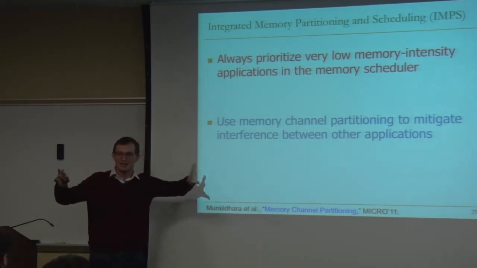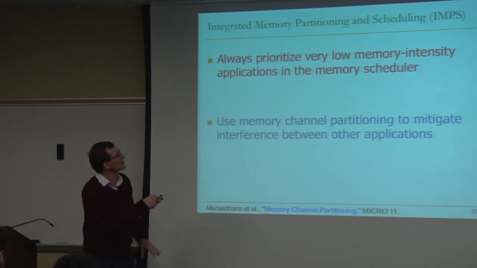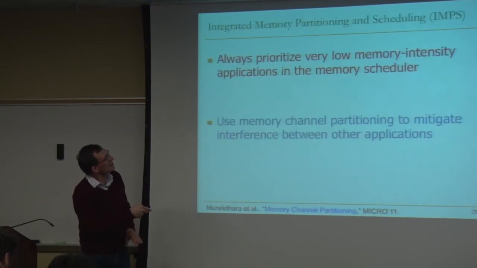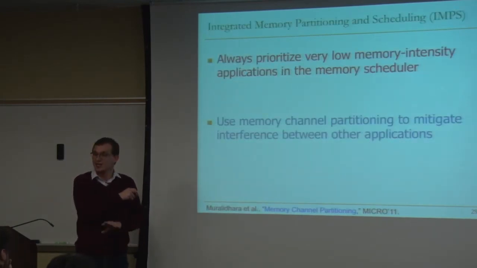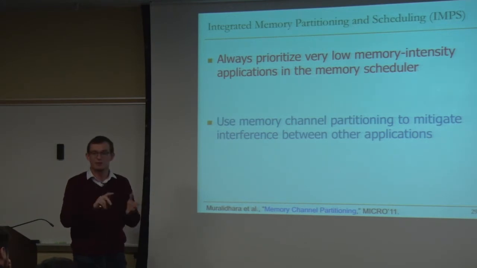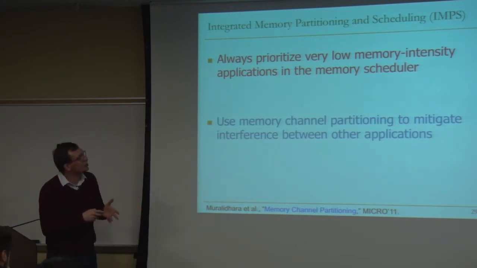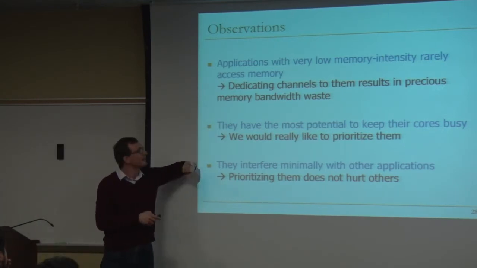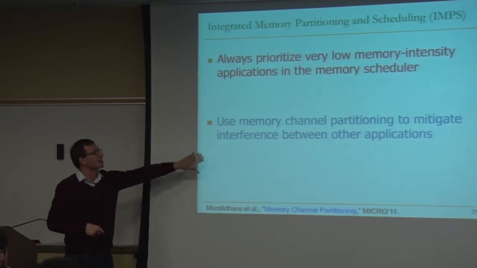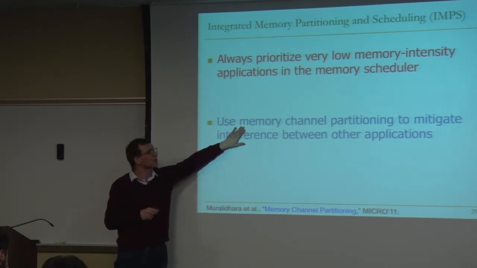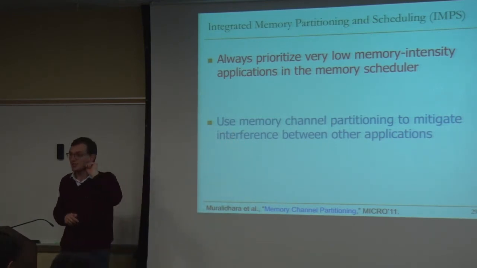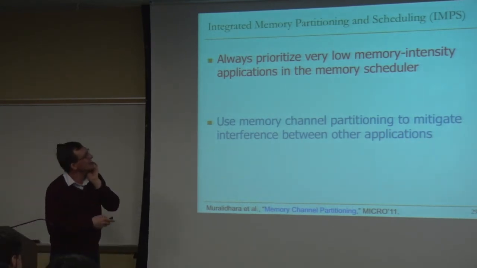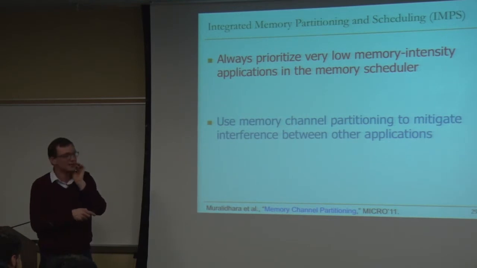So that's another way of handling things heterogeneously, right? Because low memory intensity applications have these characteristics, treat them differently. Prioritize them in the memory scheduler. That's good for system performance, fairness, and also that helps bandwidth partitioning because you don't waste bandwidth in the memory. And treat the other applications differently. Use memory channel partitioning, as I discussed earlier, to mitigate the interference between other applications. Make sense? So it's another heterogeneous policy. And this is called integrated memory partitioning and scheduling.